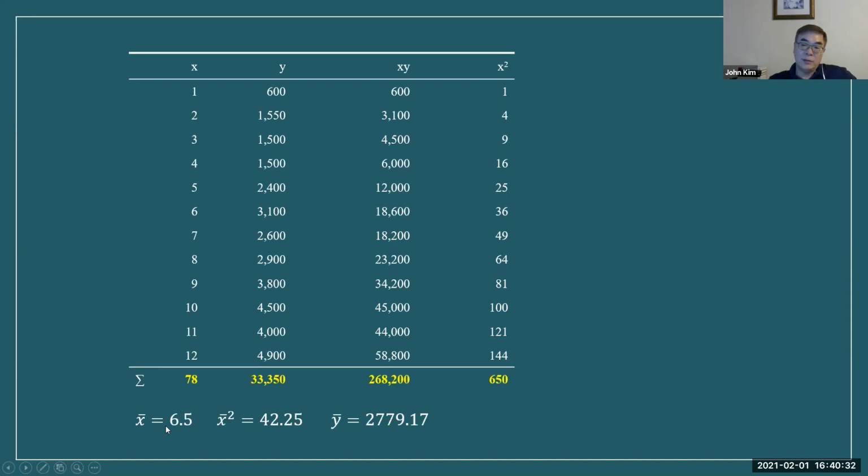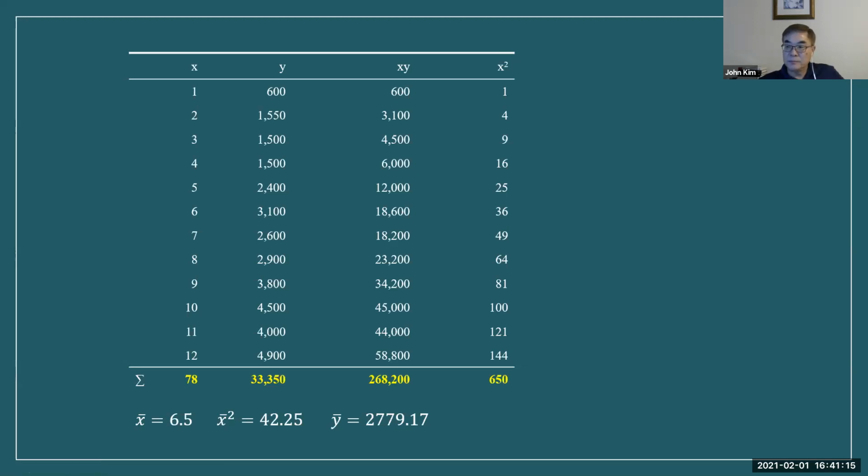And then we need the mean of x. So sum of x divided by 12, the sample size is 12. So 78 divided by 12 equals 6.5. And then x bar, the mean of x, squared equals 6.5 times 6.5. And then the mean of y here, sum of y divided by 12 equals 2779.17.